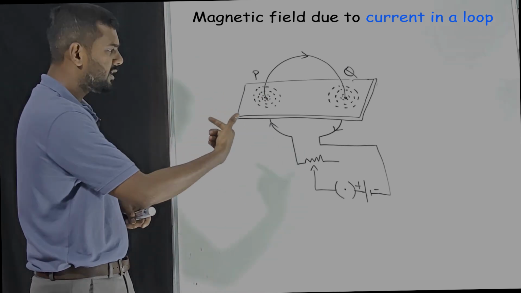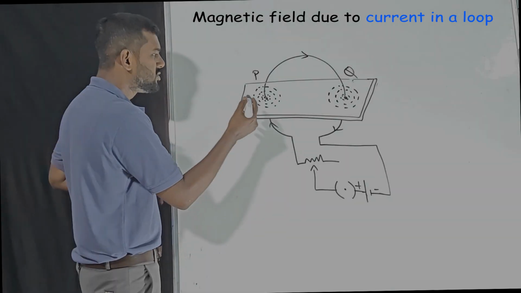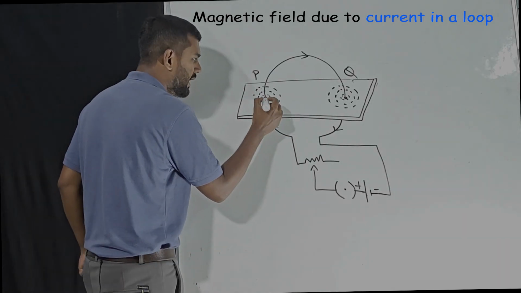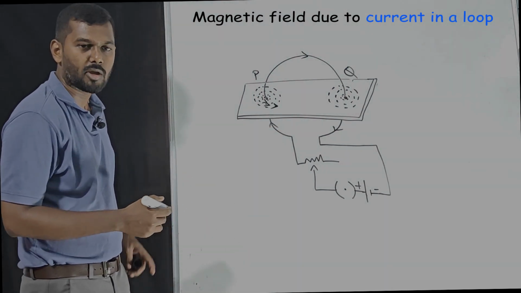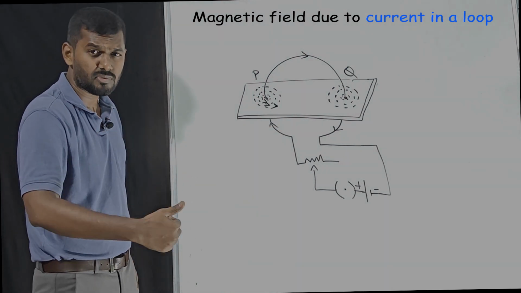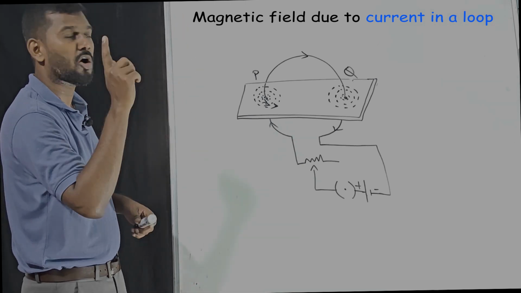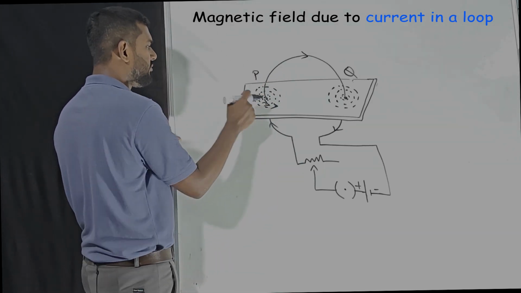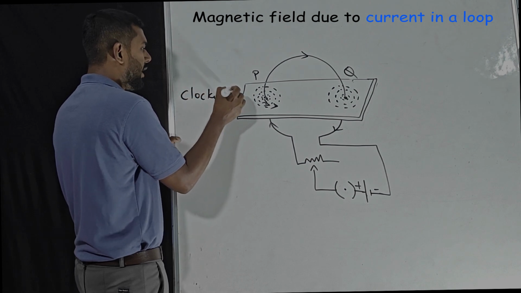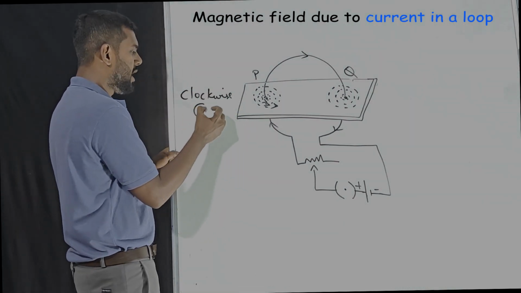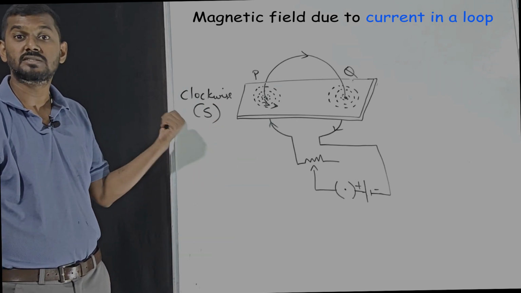This is the direction of current, and these fingers represent the direction of magnetic field. So this side it is towards the right side. And we learned that when the current is in the upward direction, the deflection is clockwise. What is the direction of this one? Clockwise. If it is clockwise, it represents south polarity.